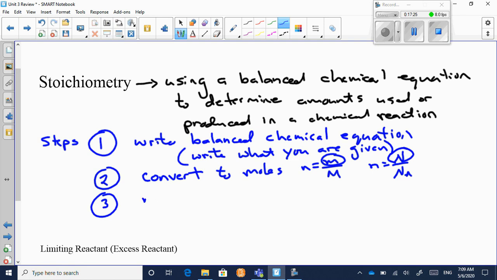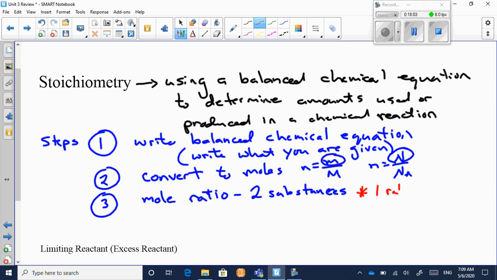Step number 3 is the critical one. Step number 3 is where you do a mole ratio. So here is where you pick the 2 things that you're interested in. So mole ratio always involves only 2 of the substances. Even though the equation has 4 substances in it, or maybe 5 or 6, it doesn't matter. In this step, you're going to focus in on 2 of the substances. You're going to set up the ratio, and always one part of the ratio will come from the coefficients in the balanced equation.